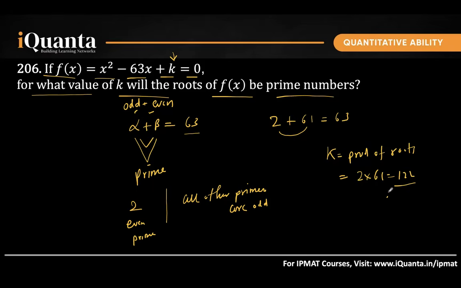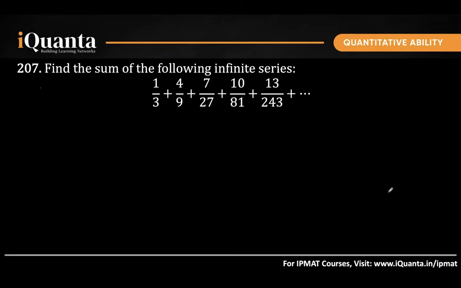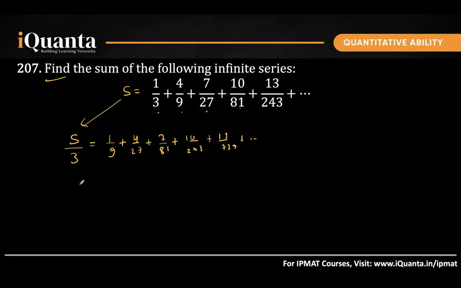So this is related to the concept of prime numbers and quadratic equations. Let's talk about this. Find the sum of the following infinite series. So you see here that 3, 9, 27, 81. Okay, let's assume this is S. If this is S, I know that the common ratio here is 1 by 3. So I'll multiply my S by 1 by 3 and I'll get 1 by 9 plus 4 by 27 plus 7 by 81 plus 10 by 243 plus 13 by 729 and so on. From S, we'll subtract S by 3. So S minus S by 3 is 2S by 3. Okay. And that is equal to 1 by 3.